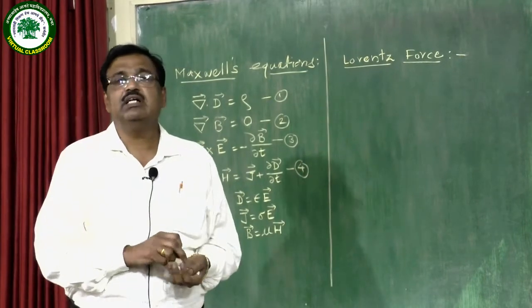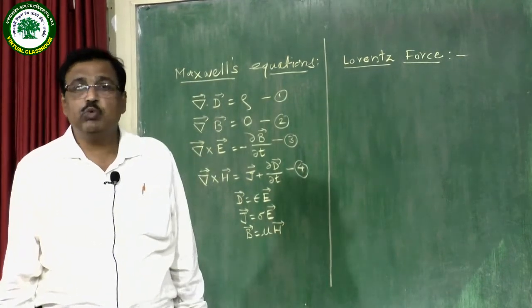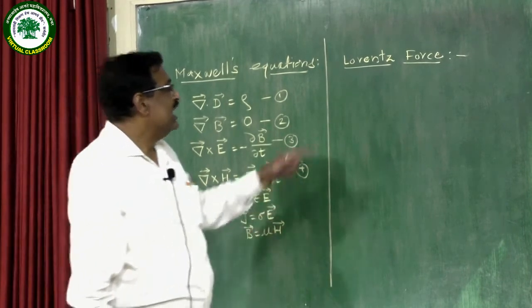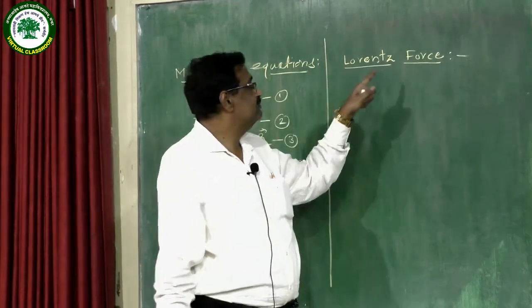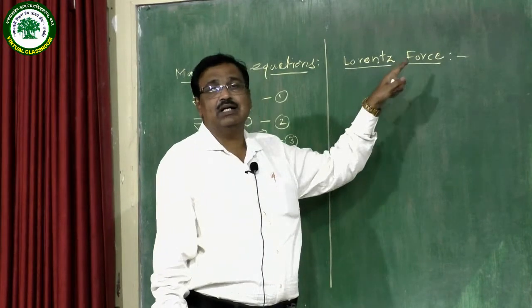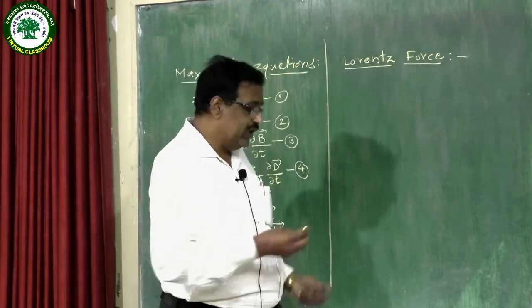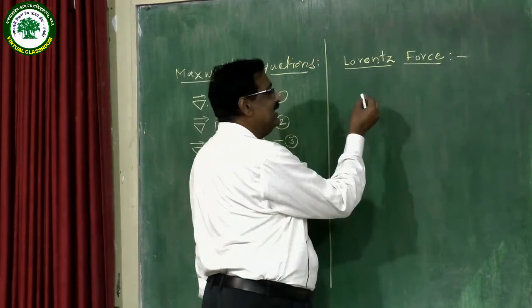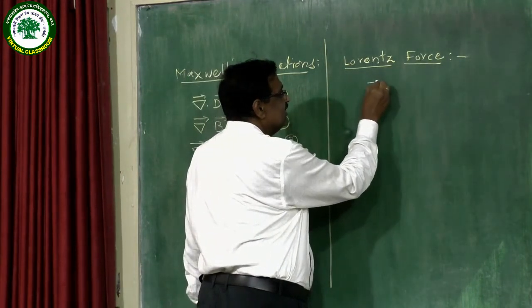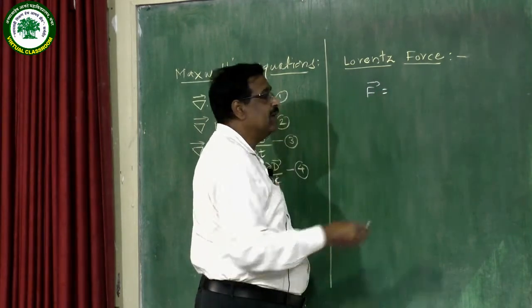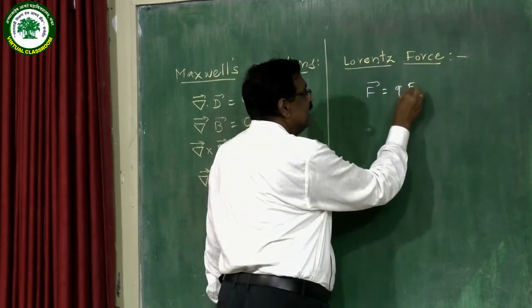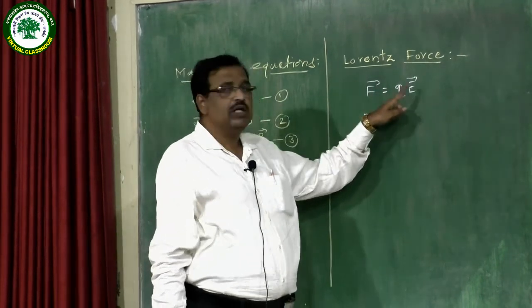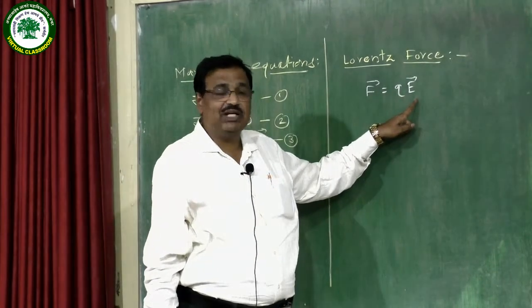that is associated with the charge. If a charge is moving in an electric field as well as a magnetic field, the force exerted on that charge is defined as the Lorentz force. According to electrostatic theory, we know that if a charge is present in an electric field, then the force exerted on that charged particle is defined by F is equal to Q into vector E, where F is nothing but the force exerted on charge Q due to the presence of an electric field.